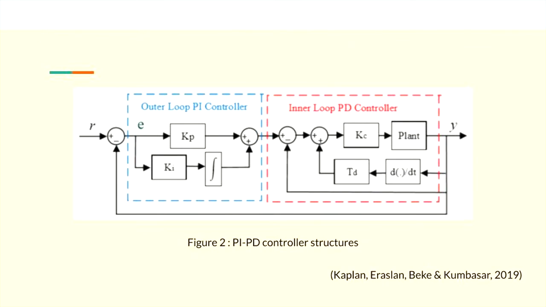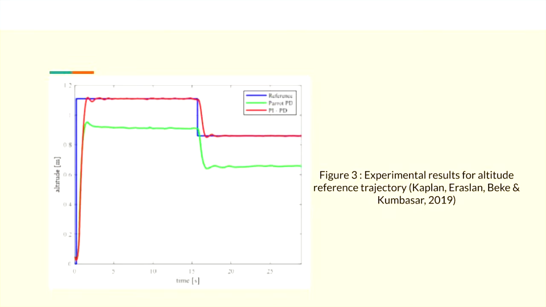The Parrot mini drone that was used in this research paper has a built-in PD controller, which is proportional derivative controller. In this study, a PIPD controller is integrated on the system, and the block diagram is as shown in figure 2. So the authors first designed an outer loop of proportional integral controller, followed by the inner loop of proportional derivative controller. The authors then apply the controller experimentally, and the results are as shown.